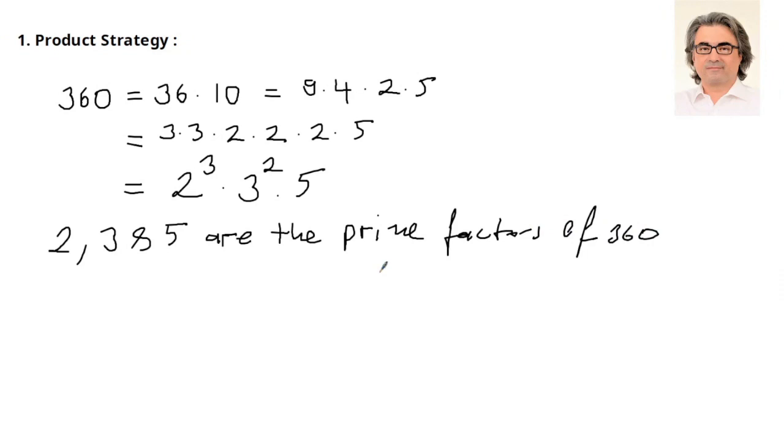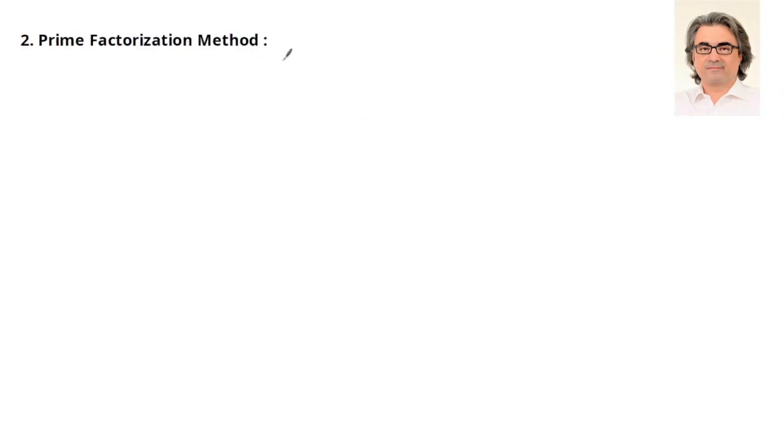Now this is the product strategy, and you may apply it easily to any composite number. Now let's continue with the next strategy or next method, the prime factorization method, and again use 360. There is a vertical line right here next to 360, and we'll divide 360 with prime numbers.